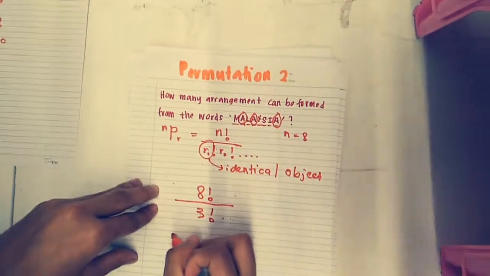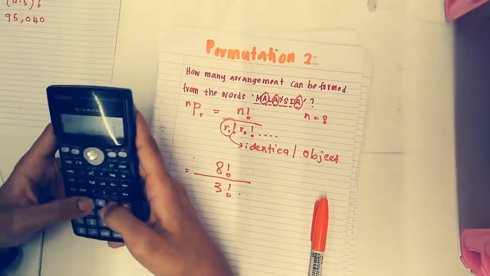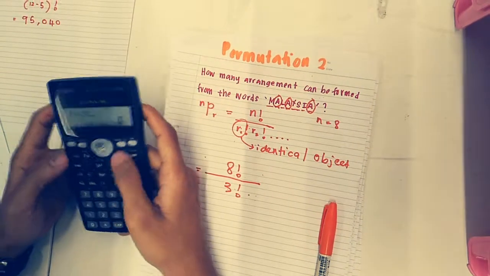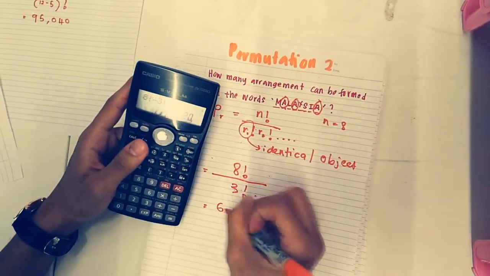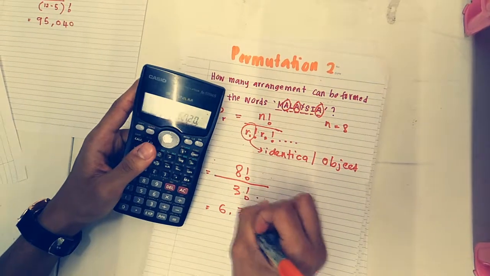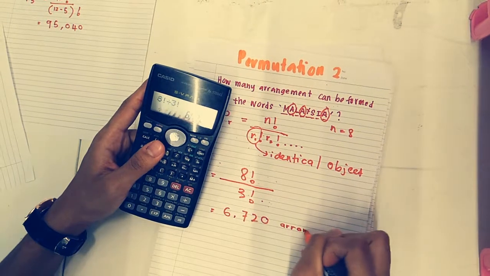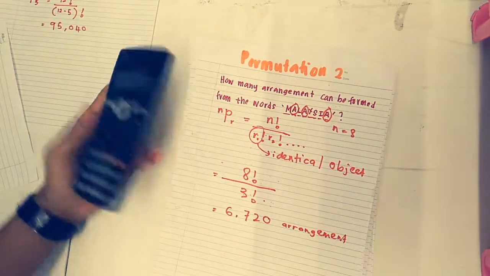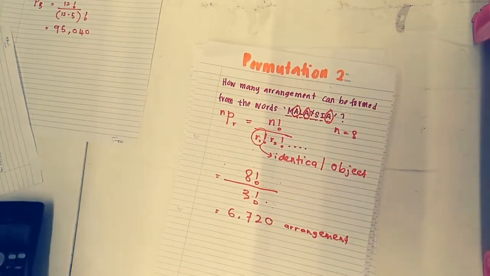So the permutation, the answer for this question, we can calculate by calculator. 8 factorial divided by 3 factorial. The answer is 6,720 arrangements can be formed. Like that. You can see, permutation is very easy for us.